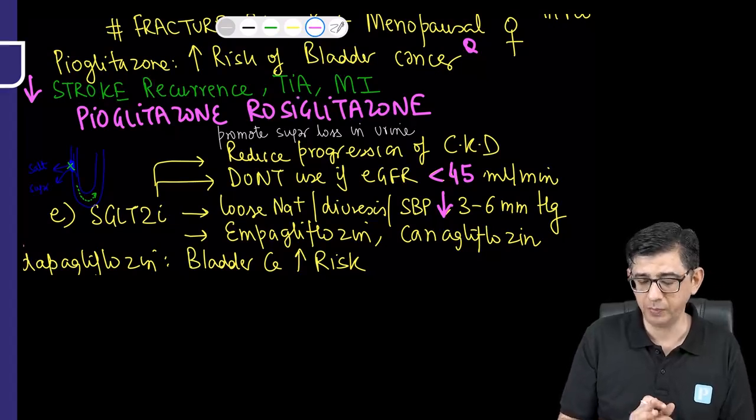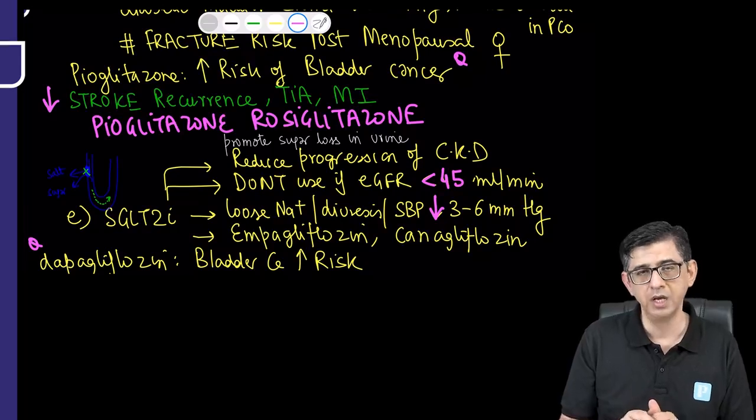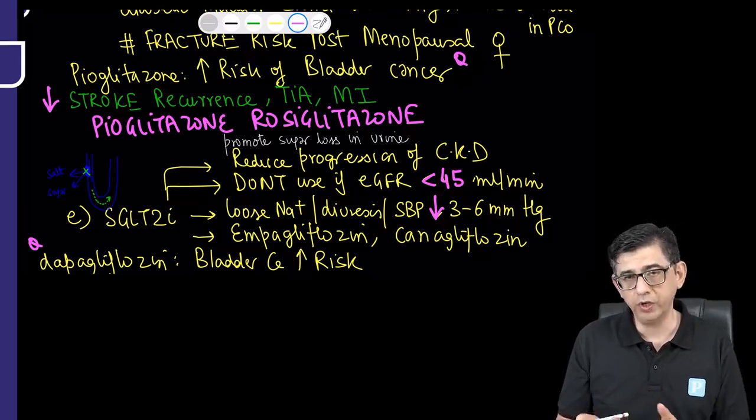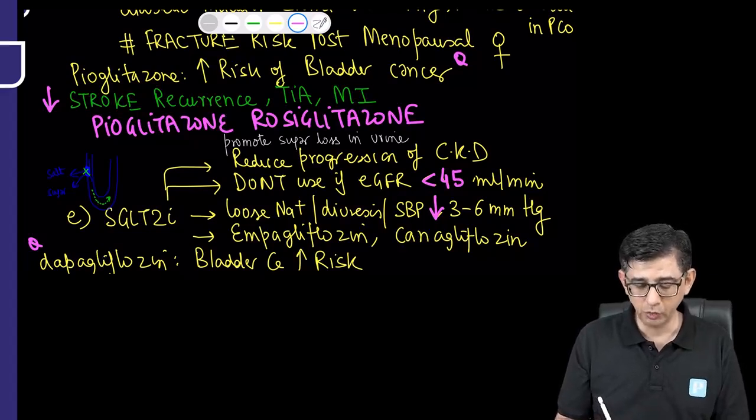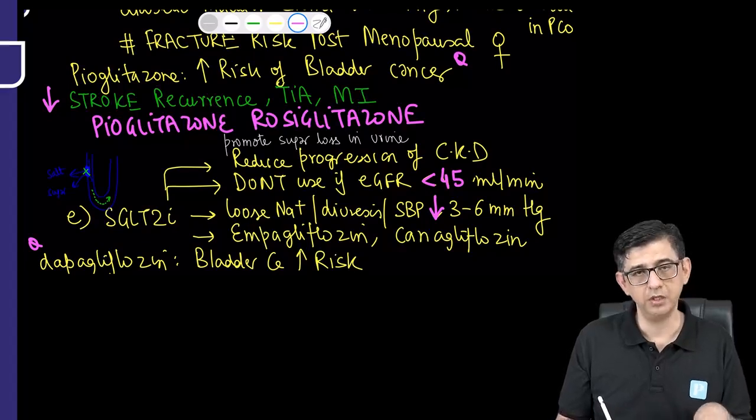Though, from pharmacology, dapagliflozin can increase bladder cancer risk, and there's a theoretical risk of increased UTI also, which can be negated by increased water intake. So, I mean, GLP-1 receptor agonists and SGLT2 inhibitors, please read them up from pharmacology as well.